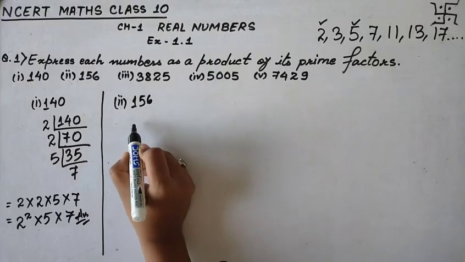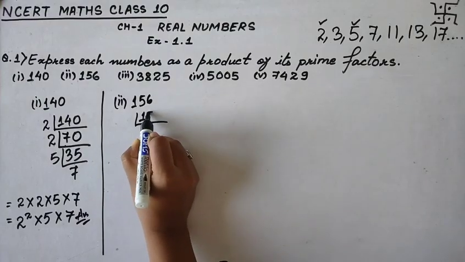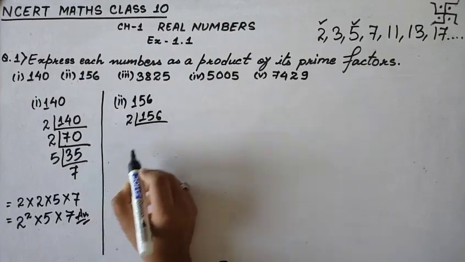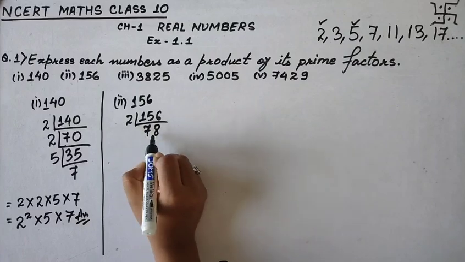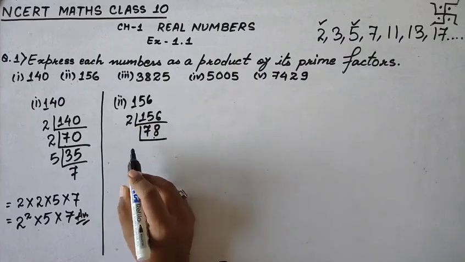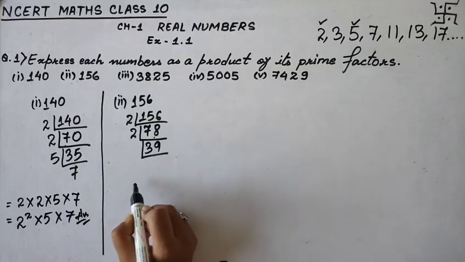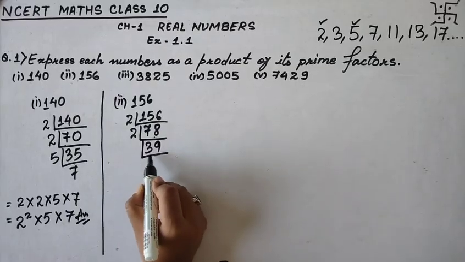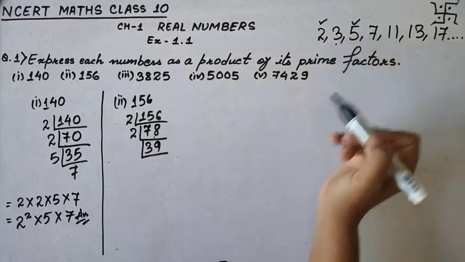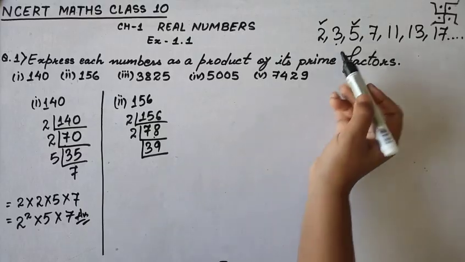156. Since it is an even number, we will start with 2, which will give us 78. 2 into 78 is 156. Again with 2, which will give us 39. And since this is not an even number, we will move on to the next prime number, which is 3.